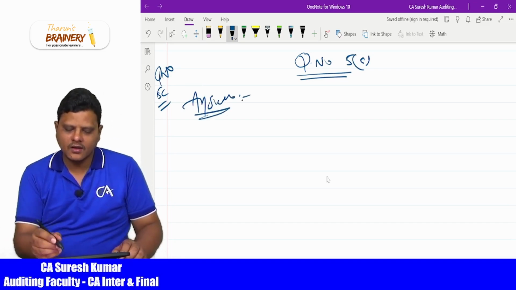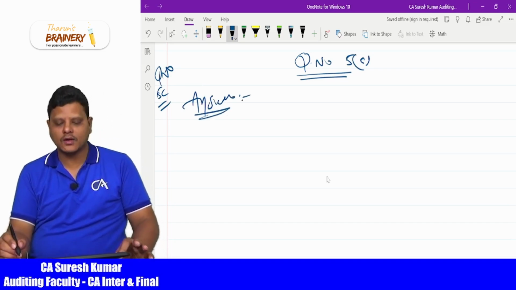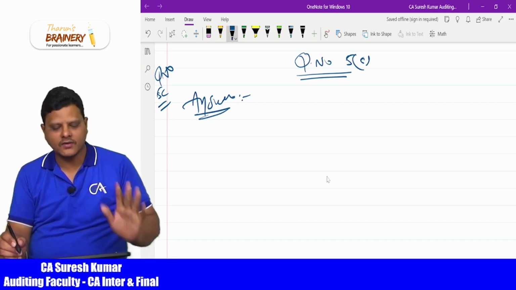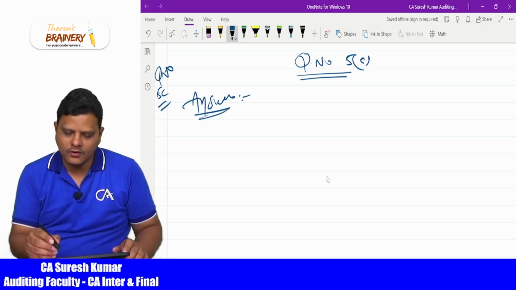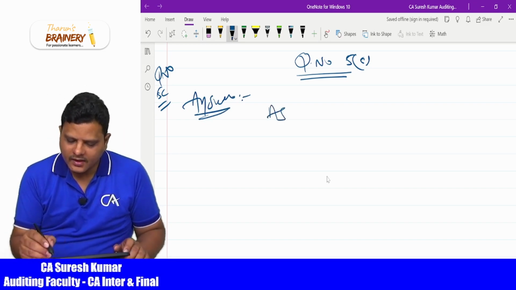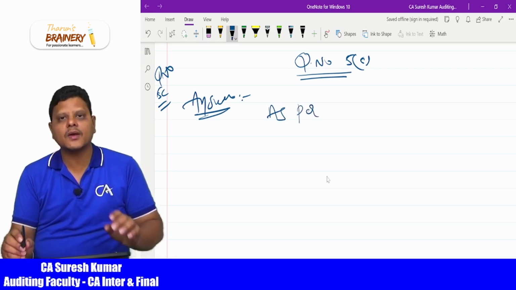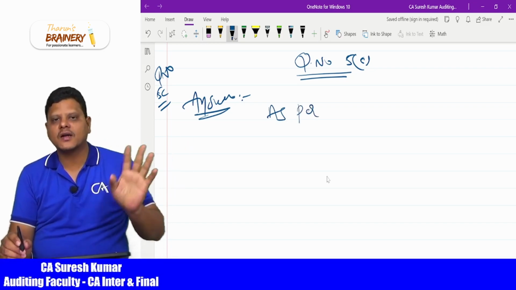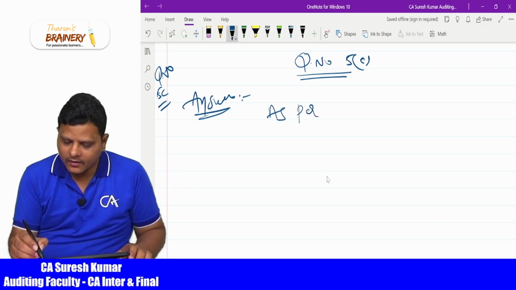Example, the question is given as per standard number 230, audit documentation. Then how to present this? What you should do? Write down the standard number first. So you must prepare all the standards. Remember the standard numbers as much as possible. So write down as per SA.